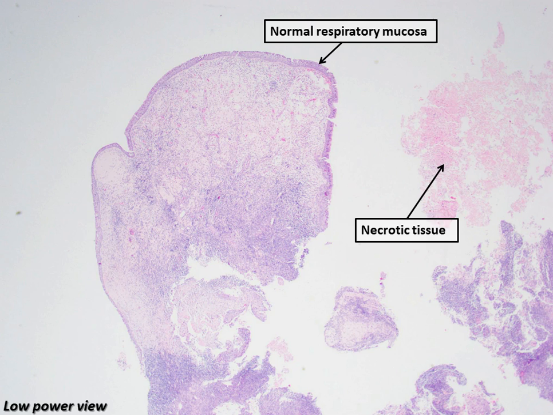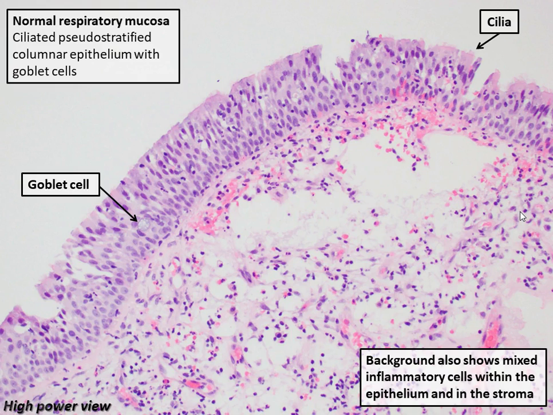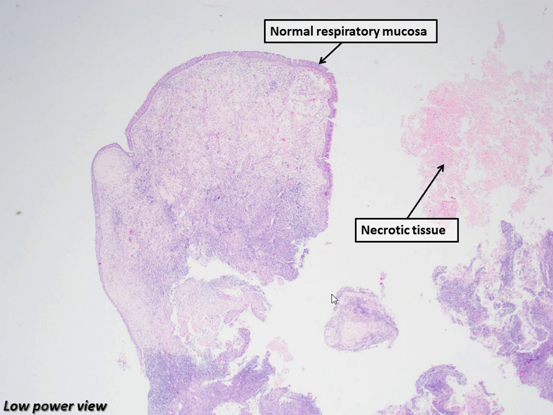Here, there are multiple fragments of tissue, some of which are normal respiratory mucosa, others necrotic tissue. To recall, the normal respiratory mucosa is composed of ciliated pseudostratified columnar epithelium with goblet cells, which is well demonstrated here. There's also a background of mixed inflammatory cells within the epithelium as well as within the stroma, which could be related to the previous chemotherapy.